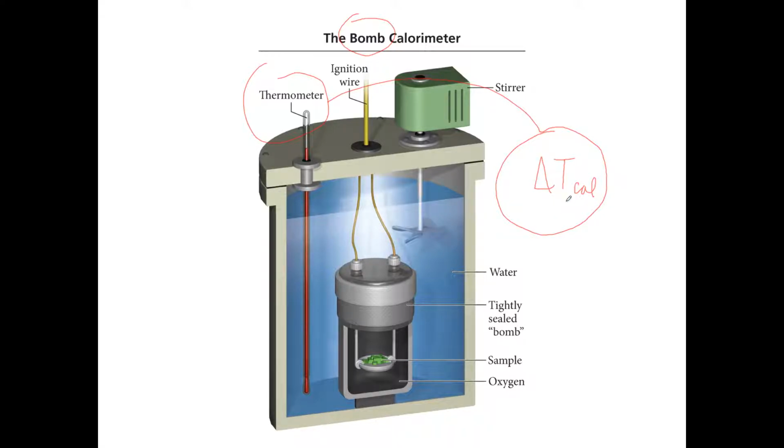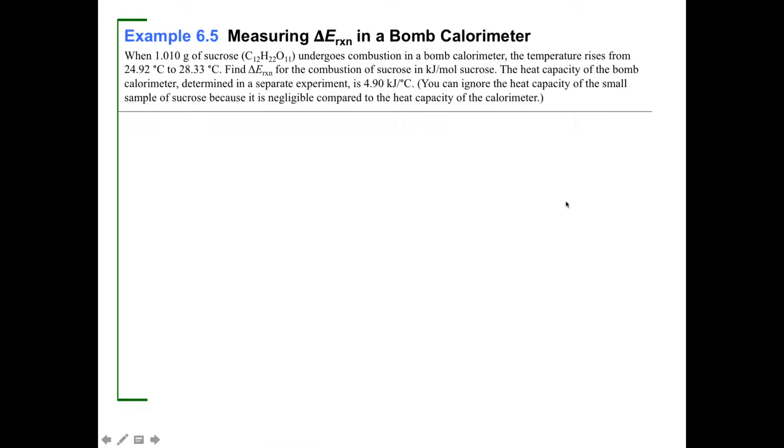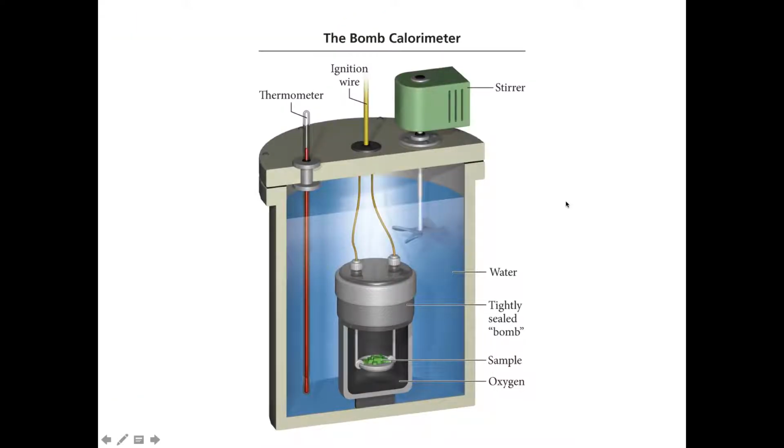The equation we're going to use is the heat is equal to the heat capacity of the calorimeter times the change in temperature. And I de-emphasize this equation because if you look at this first practice problem that we're given, we could derive it ourselves just by looking at the question.